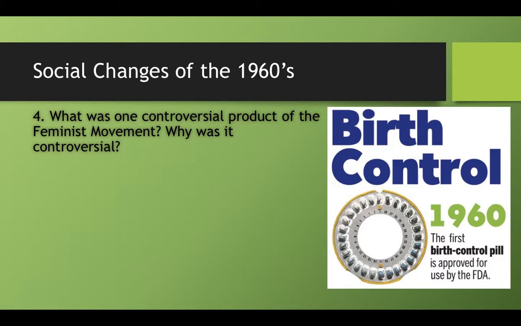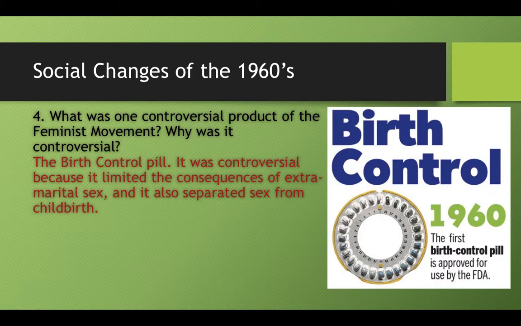And one controversial product of the feminist movement and really of advanced science was the birth control pill. And the birth control pill was controversial because in some ways it kind of limited the consequences of sex outside of marriage. Okay, so there's no such thing as sex without any consequences whatsoever, but taking a pill does reduce your chance of getting pregnant. So it limited the consequences. It reduced the consequences of extramarital sex, and it also did something significant because it really separated the concept of sex from childbirth.